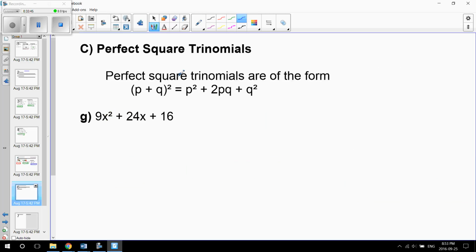Our last case that we're going to look at is called perfect square trinomials. Perfect square trinomials have this special form, and it looks like this. We have (p + q), and it's all squared. And that's equal to p squared plus 2pq plus q squared.